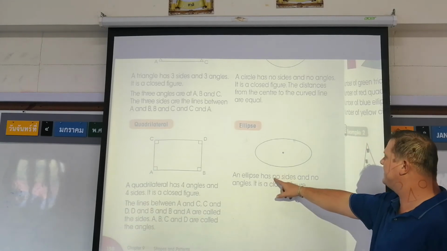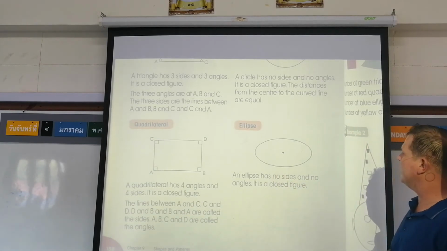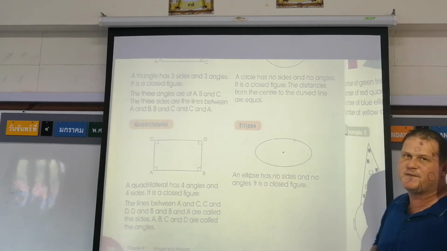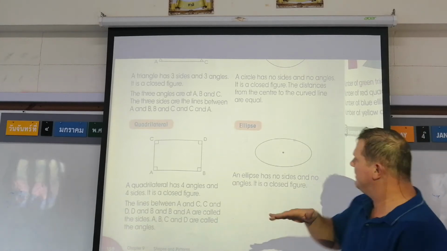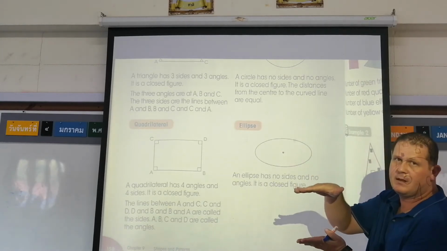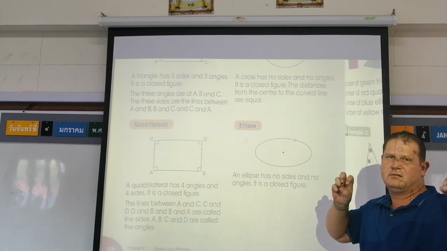And guys, an ellipse has no sides and no angles. It's a closed figure. It's like a circle, but you can see it's a little more stretchy, right?